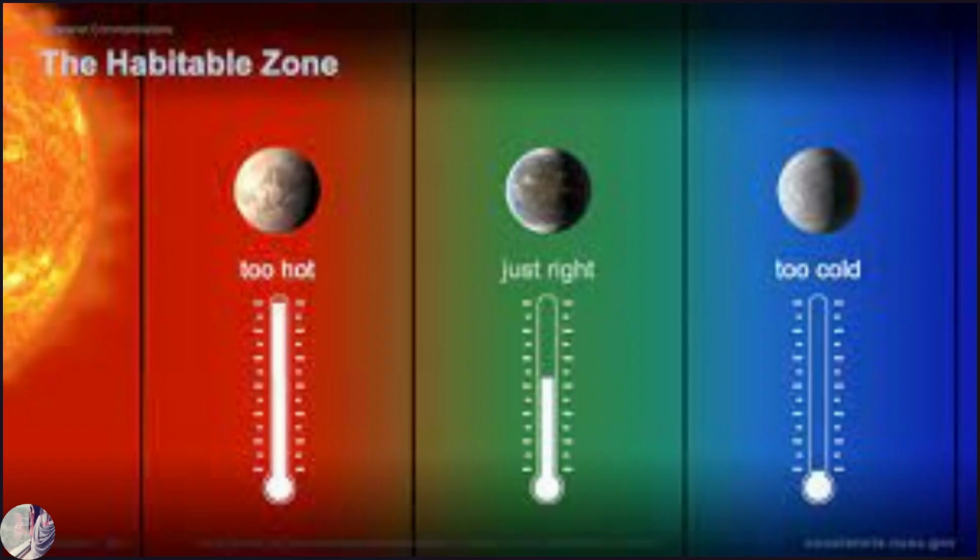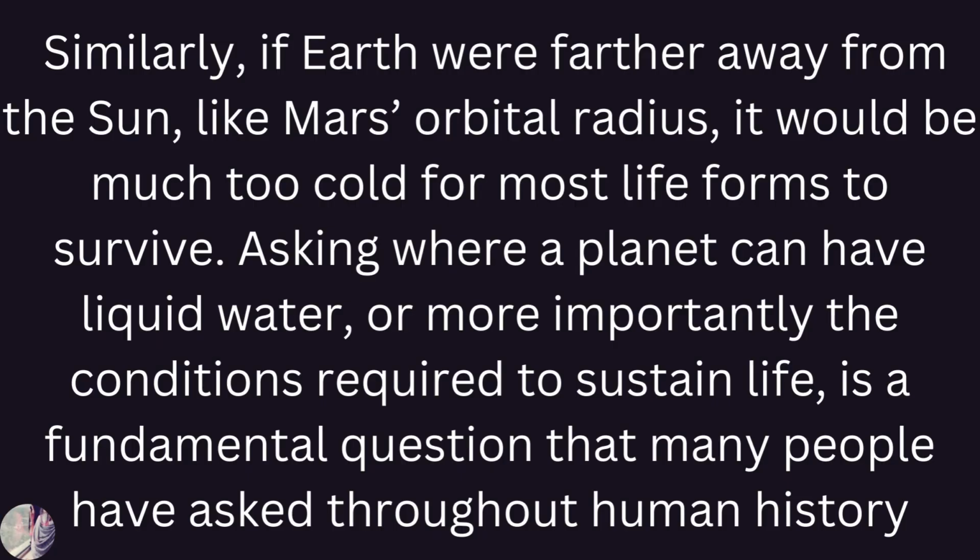The habitable zone is represented by this diagram. Similarly, if Earth were farther away from the Sun, like Mars' orbital radius, it would be much too cold for most life forms to survive. Asking where a planet can have liquid water, or more importantly, the conditions required to sustain life, is a fundamental question that many people have asked throughout human history.